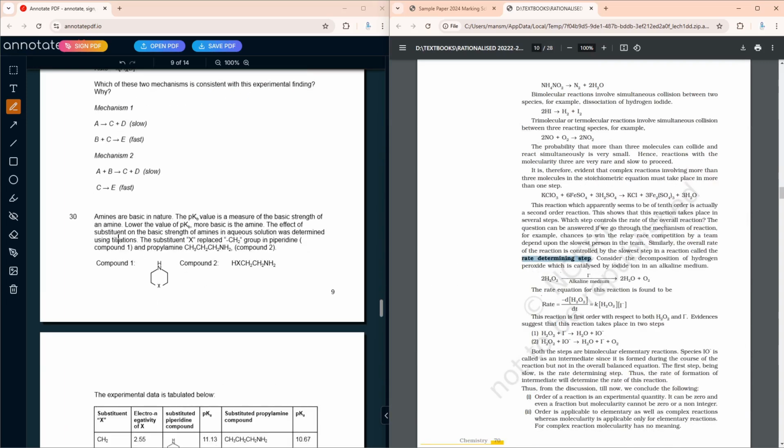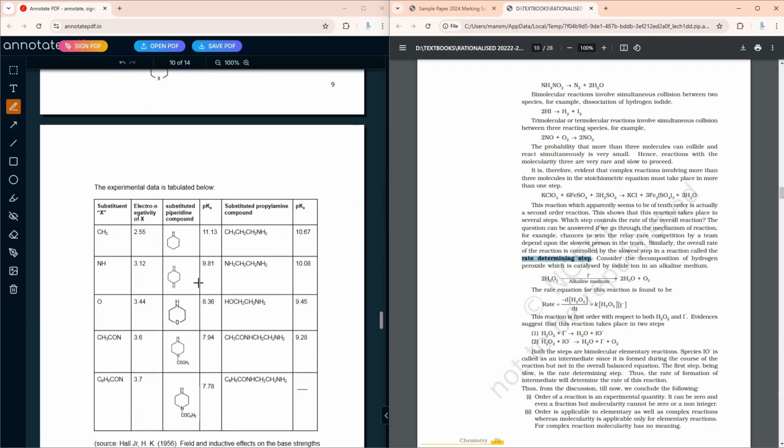Okay, now question number 30. Now here, they've talked about amines, so this is obviously from the chapter Amines. Amines are basic in nature. They've given us that the pKb value is the measure of the basic strength of an amine. The lower the value of pKb, the more basic is the amine. The effect of a substituent on basic strength is determined using titration. Substituent X is replaced in piperidine and propylamine.